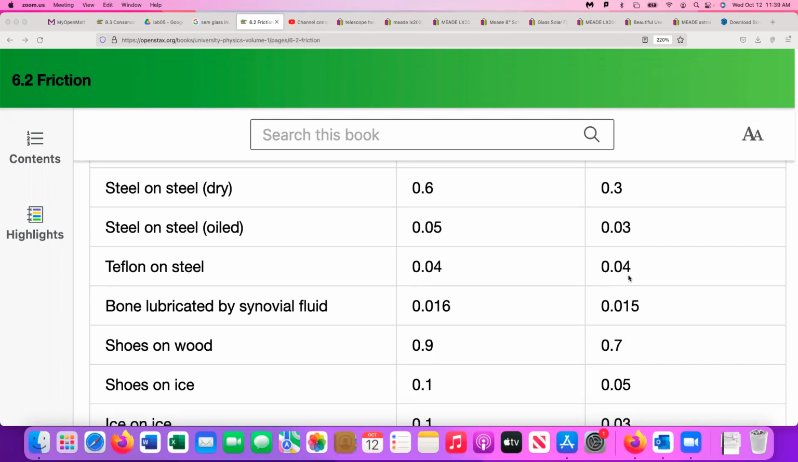And so it wouldn't surprise you to know that when they replace a hip joint, they replace it with a Teflon coated bone in a socket made of steel, or vice versa. I can't remember which way it goes, but it gives you a very low coefficient of friction, but it also doesn't change much when you're moving versus when it's stopped.